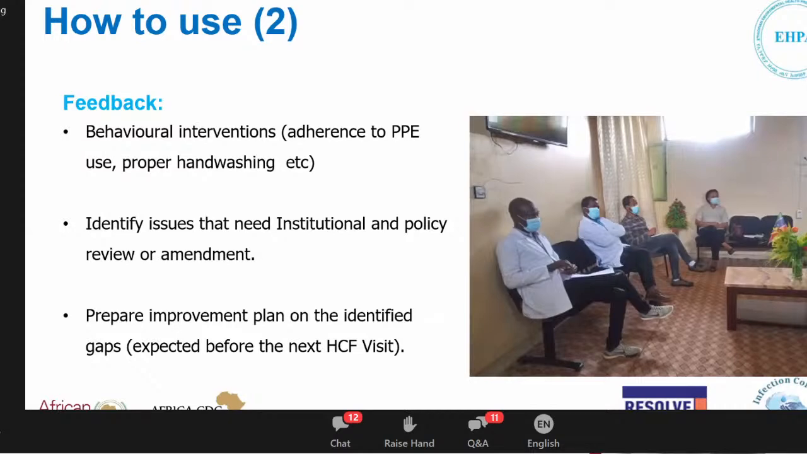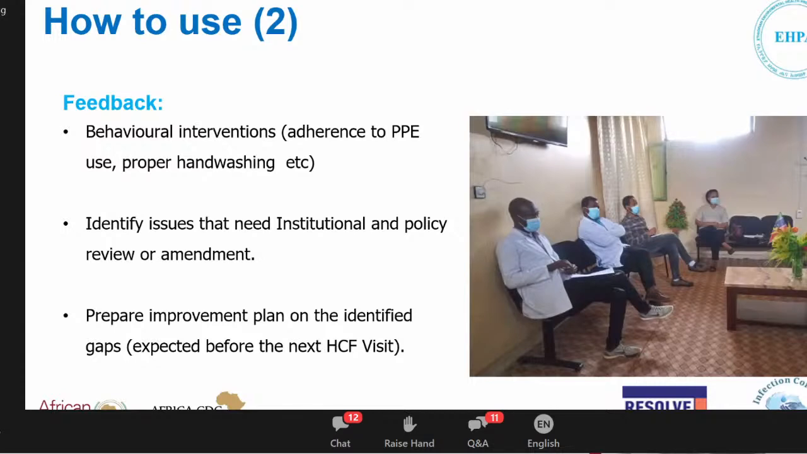The second thing that we are doing is identifying issues that need institutional and policy level review or amendments by the IPC committee at that specific facility, or issues that need the attention of a higher level, for example, regional health bureaus or the Ministry of Health.